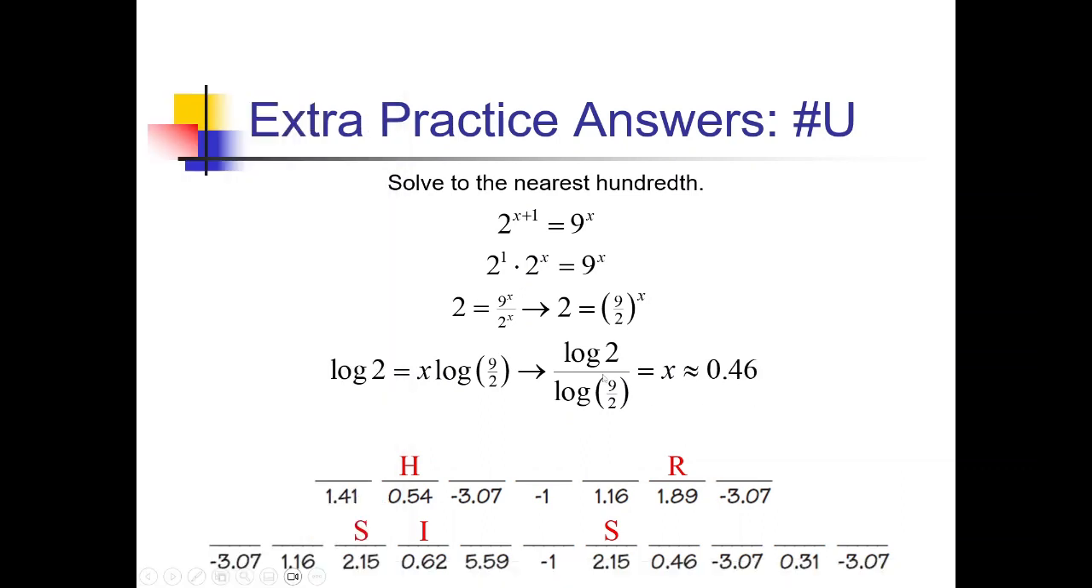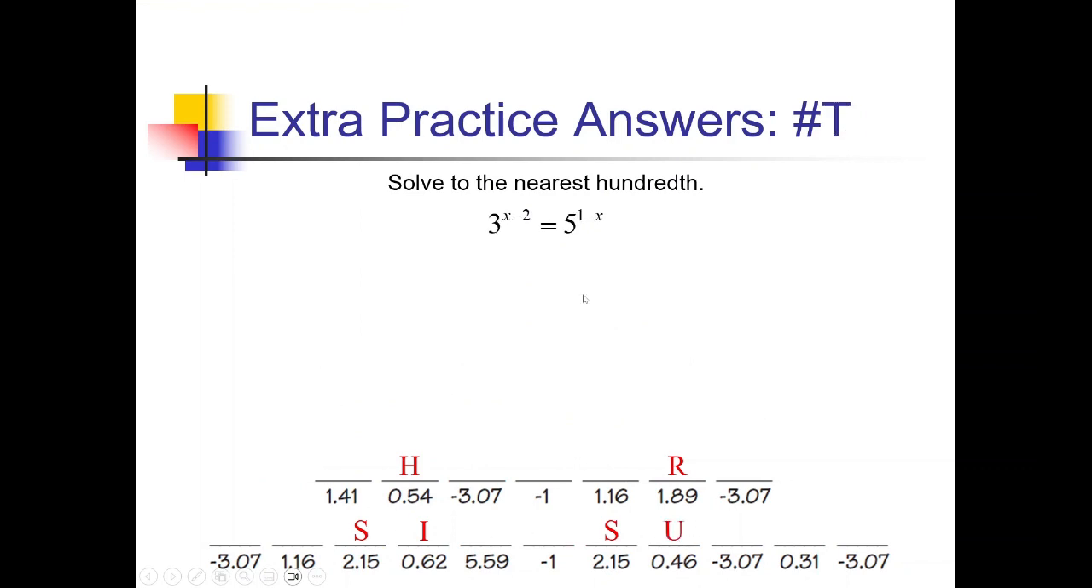And 0.46 is right there, so that's u. For this next problem, we've got a different situation. Instead of having things added inside the exponent, now we have subtraction. I can still split these bases up, however, but instead of doing 3 to the x times 3 squared.